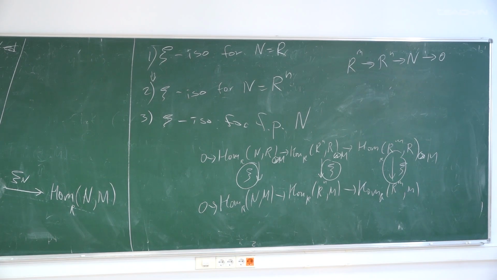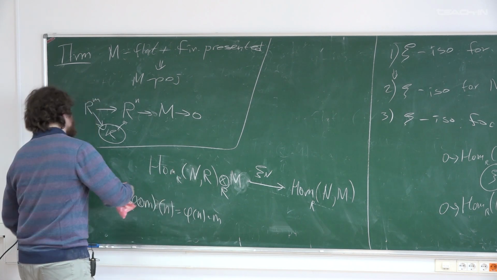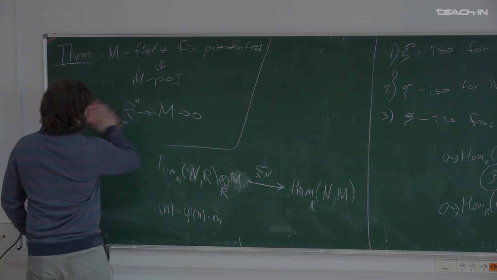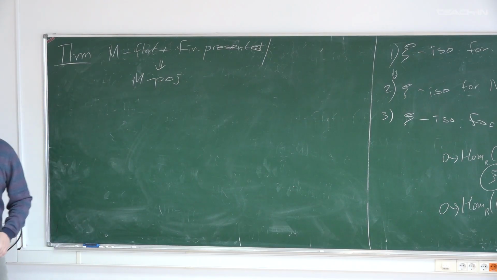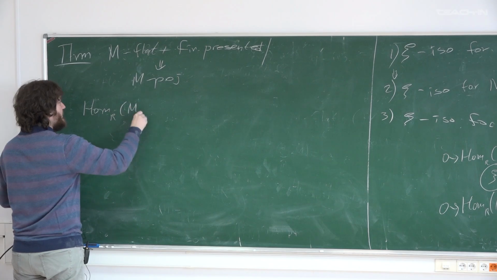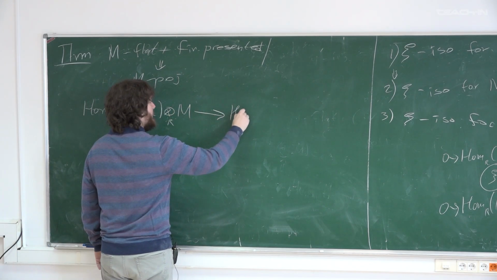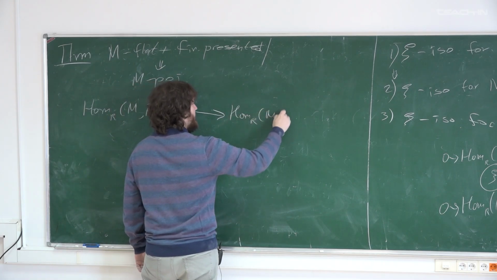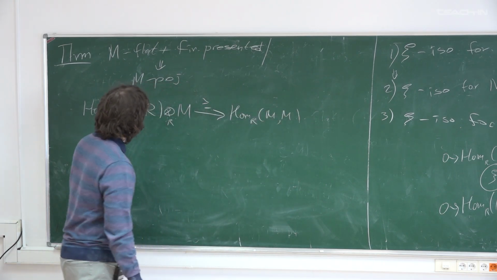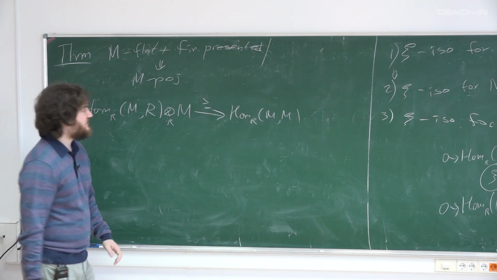Now I just proved that for finitely presented N and flat M, this map is an isomorphism. Now if I take N equal to M, it's itself finitely presented and flat. What do I obtain? If it's at the same time flat and finitely presented, then I obtain that Hom from M to R tensor M to Hom from M to M is an isomorphism. So I have a preimage of the identity.